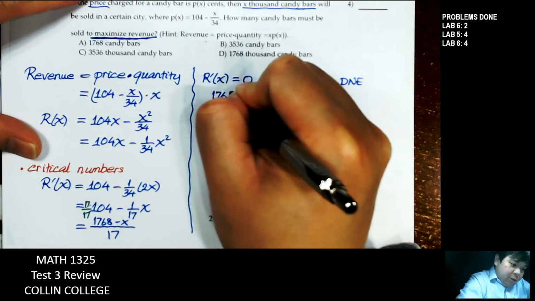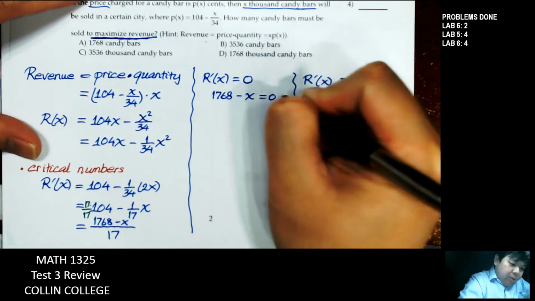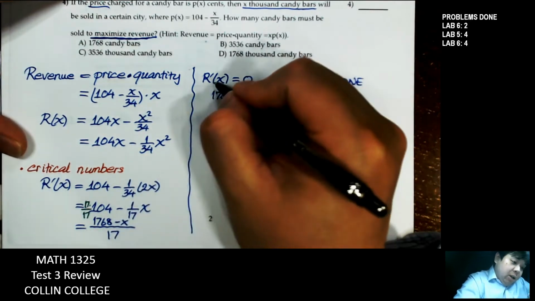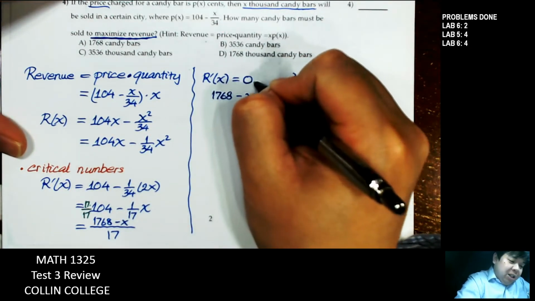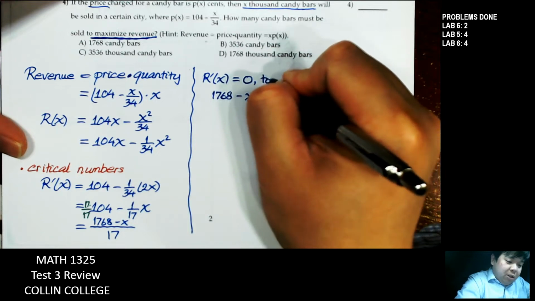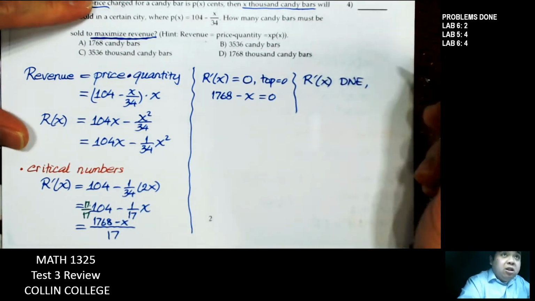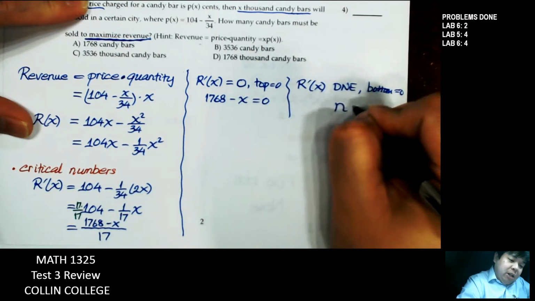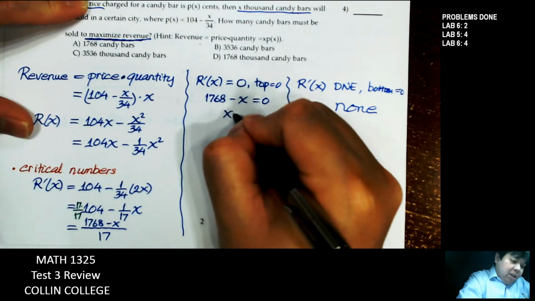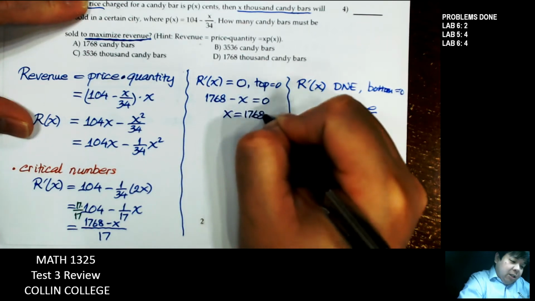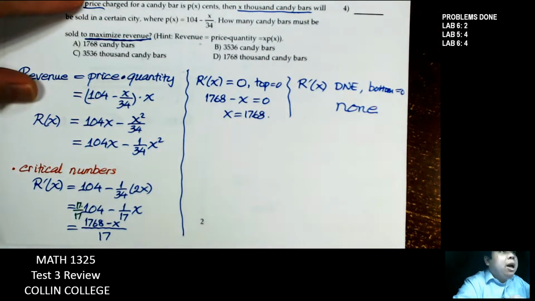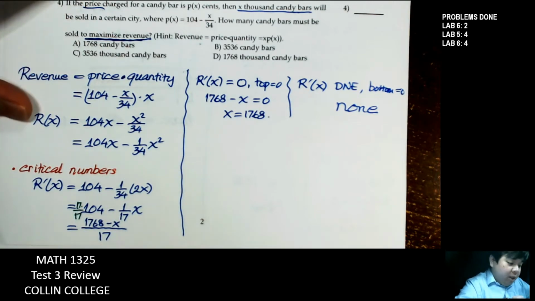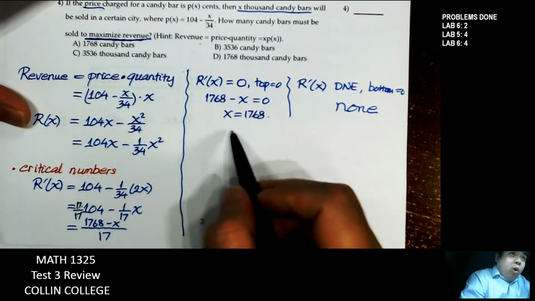So it will be 1768 minus x. So let the top equal to 0. The bottom cannot equal 0 because it's only 17. So the derivative equals 0 when the top is 0, and the derivative does not exist when the bottom is 0. There will be none here. So I have x equal to 1768.